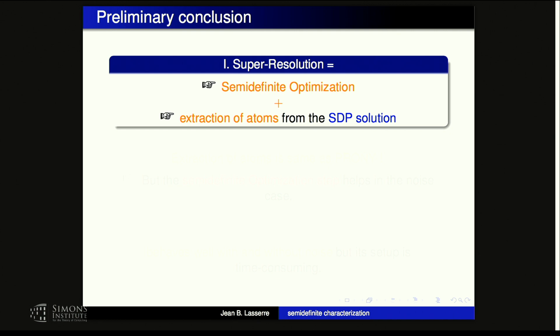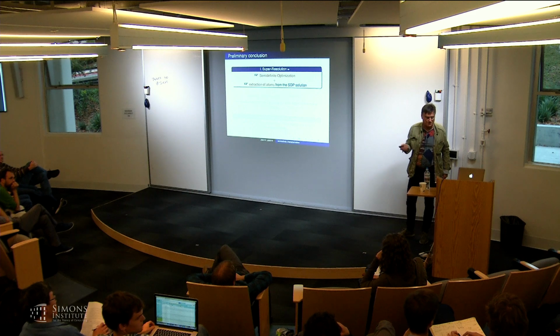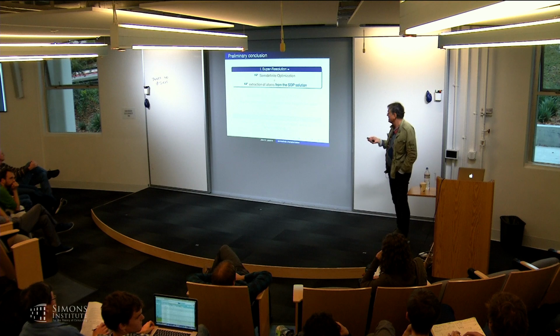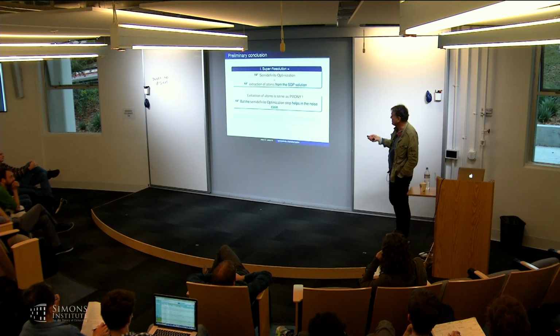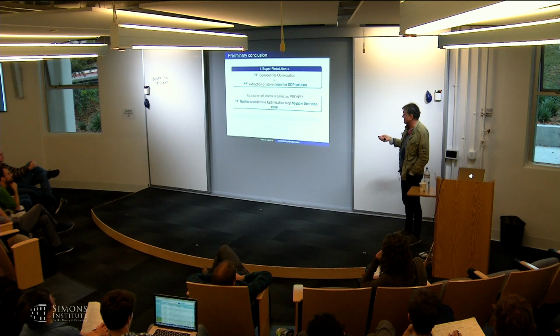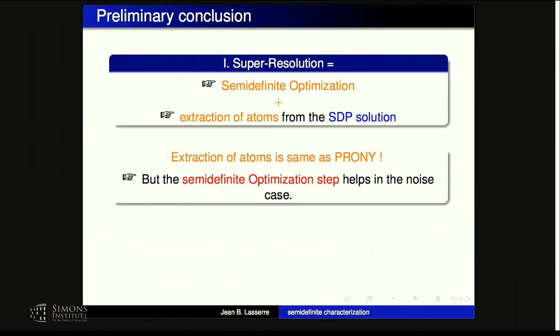You could also use the dual solution and just do finding. But then you're solving roots of polynomials. Which is harder? Yeah, well, in one variable, no, but. Sure. So extraction of atoms is exactly a Prony method actually. And you could see that the optimization step in your semi-definite programming problem is acting as a filter to attenuate the effect of noise, actually.